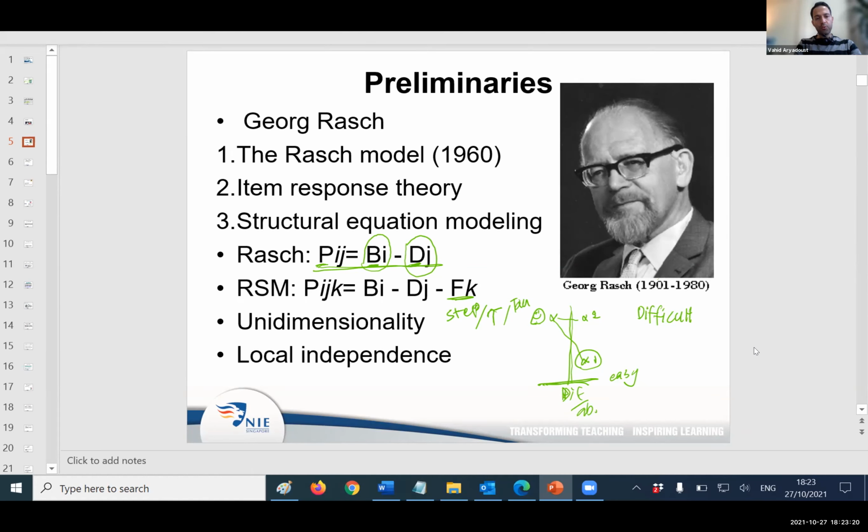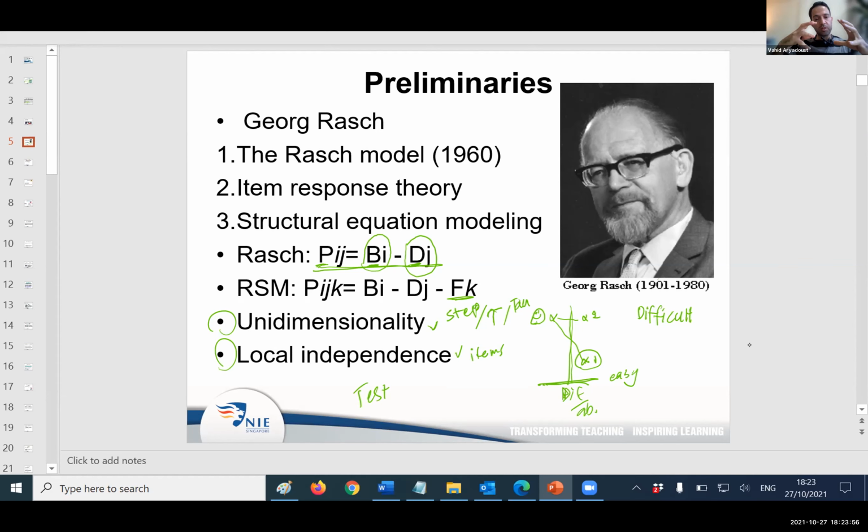There are two important assumptions of Rasch model: unidimensionality and local independence, and we will talk about them. So for your Rasch analysis to make sense, you need to make sure that your scale or your test is unidimensional and your test items are locally independent.